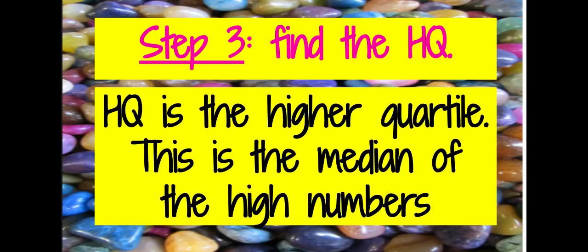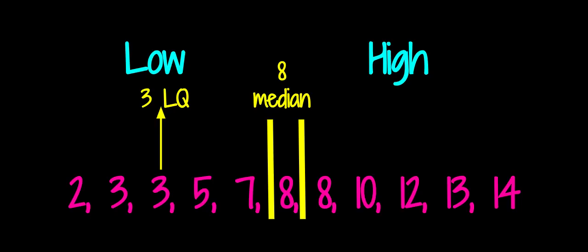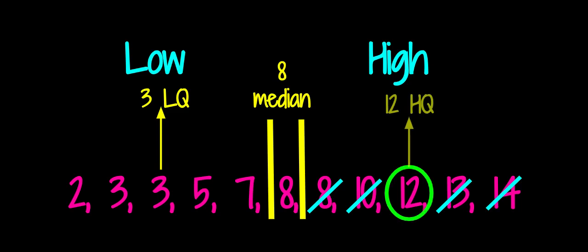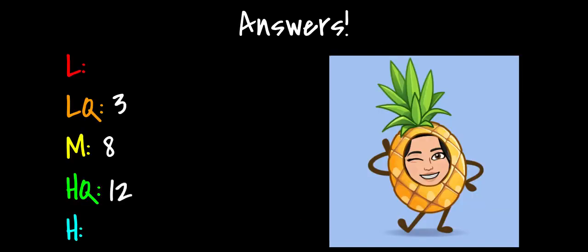HQ is the higher quartile. This is the median of the high numbers. Again, we will not be including the median of the entire data set. So the high numbers are 8, 10, 12, 13, and 14. And we are going to find the median by crossing off a small number and a large. Small, large, and our median is 12, which means that our high quartile is 12. Write that on your answer key, that the high quartile is 12.